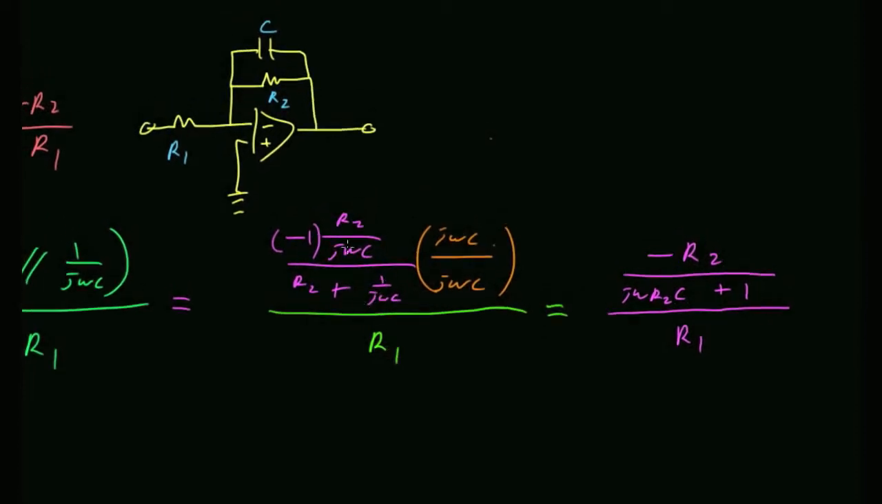At low frequencies, what does a capacitor always do, open or short? At low frequencies, a capacitor is open. Capacitors only pass charge if the voltage is changing: I equals C dV/dt. If there's no dV/dt, there's no I, and if there's no I, it's like an open circuit. So at low frequencies, this capacitor will be open. And if the capacitor is open, what's the parallel impedance? The resistor. If the capacitor is open, it's like it's not there, and you're just left with the resistor.